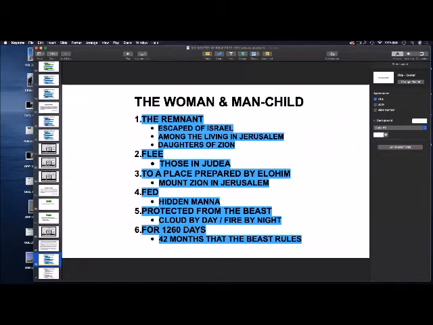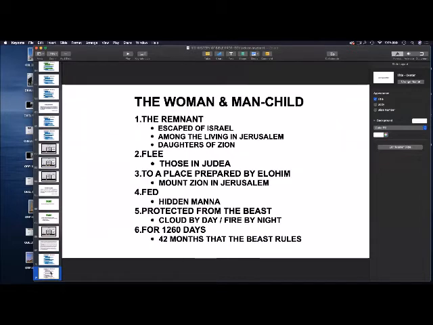So we have basically addressed all these issues, and I'd like to review what we have just discussed. One is that we found out who the remnant are, and that they are, in the short context, the escaped of Israel. They're among the living in Jerusalem. They're recognized as the daughters of Zion. 3.5 years after the start of the tribulation period, or at the beginning of the great tribulation period, they're going to be in Judea, and that's when they're going to flee to the old city of Jerusalem.